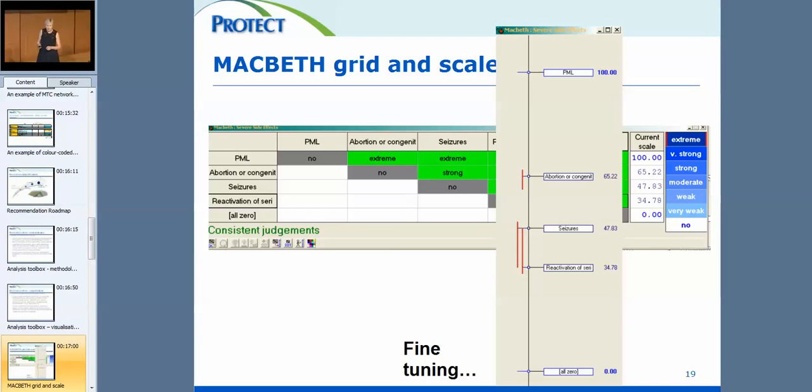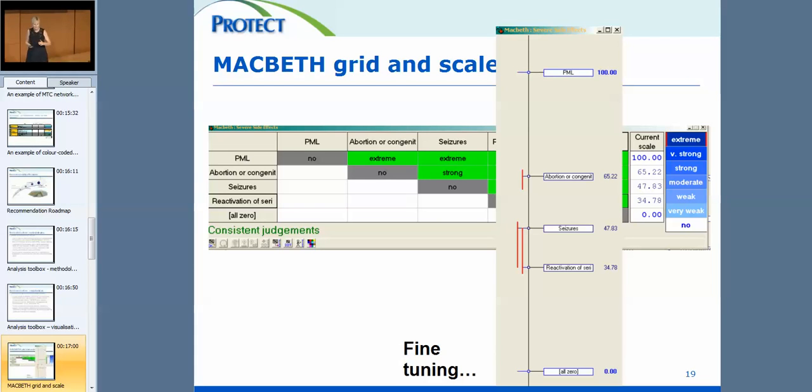So the Macbeth grid is one of the techniques you might use for seeing how people feel about the seriousness of those different side effects. For example, in the first row, PML, we've got a scale that goes from no, very weak, through to extreme. The PML is extreme compared to having an abortion or congenital malformation. It's extreme compared to seizures. It's extreme compared to anything. If you had to have one of them, it's the one you absolutely would not want.